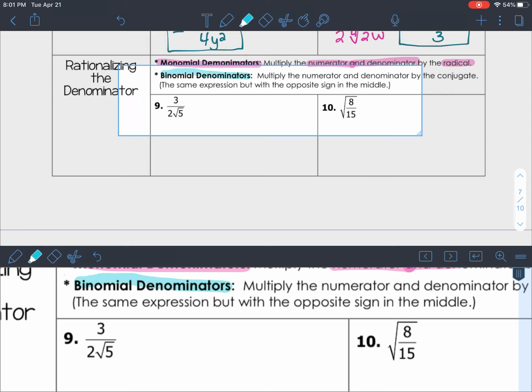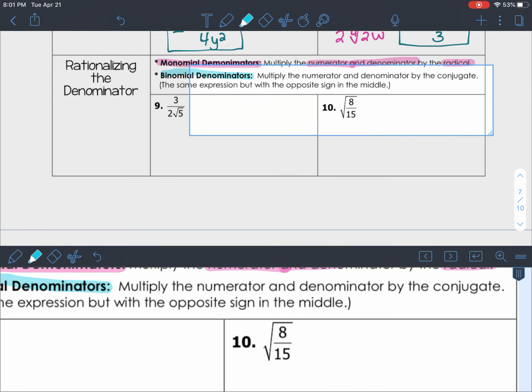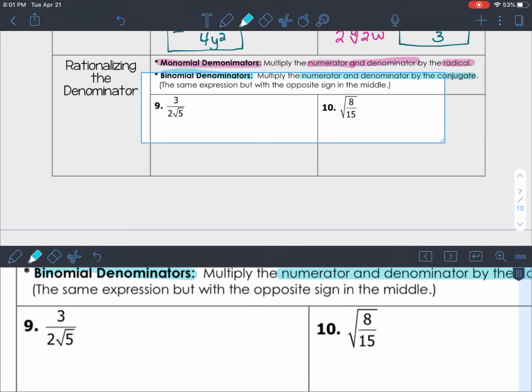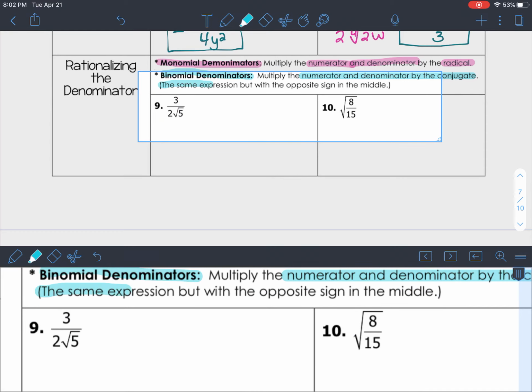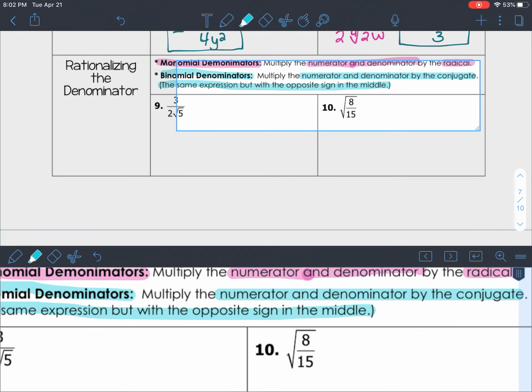If we have a binomial denominator, that would mean something with two terms, something that's separated by a plus or a minus sign, we're going to multiply the numerator and the denominator by the conjugate. So the conjugate is the same expression, but with the opposite sign. So if it's a plus, then we turn it into a minus. If it's a minus, we turn it into a plus. And again, that will make a little bit more sense once we actually do some practice problems.